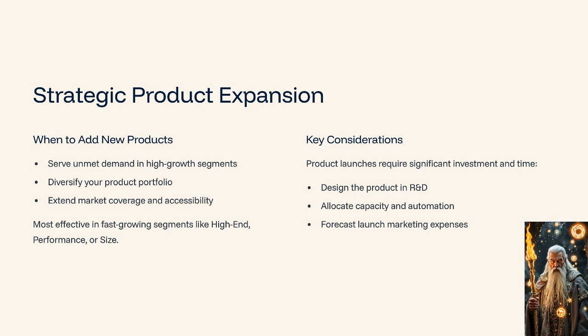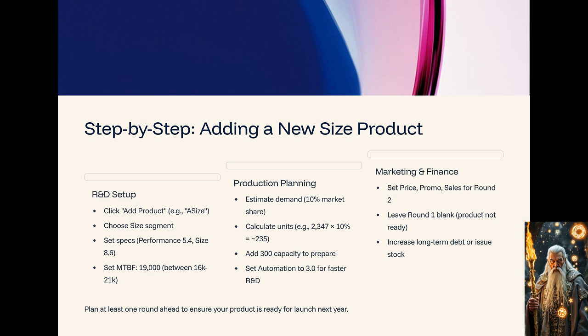1. In R&D, click Add Product. Name it, let's say ASIS O. Choose the segment, size. Set specs for round 2, e.g., performance 5.4, size 8.6. Set MTBF 19,000, between 16K and 21K for size. Hit Recalculate. Your revision date might land in June 2023, meaning it'll be ready next year, round 2.